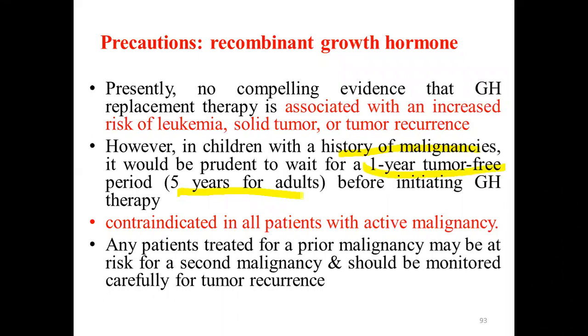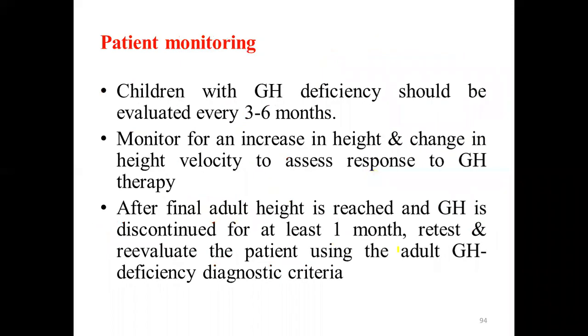Then, any patient treated for a prior malignancy may be at risk of secondary malignancy and should be monitored carefully for tumor recurrence. So, if a patient has already been treated before, we have to monitor, because recurrence or secondary malignancy due to the growth hormone treatment can happen. Those are the general recommendations you have to know as far as these replacement therapies are concerned.